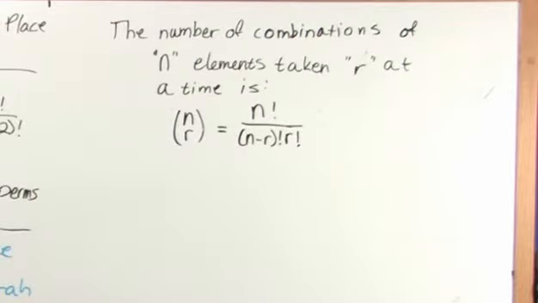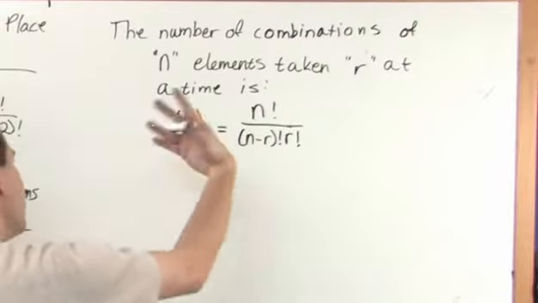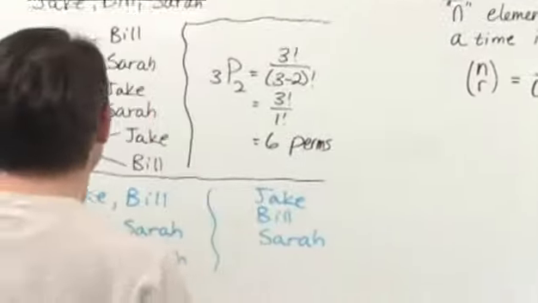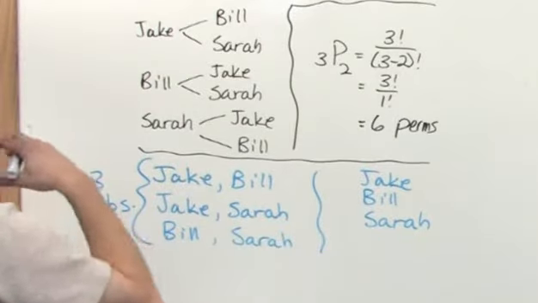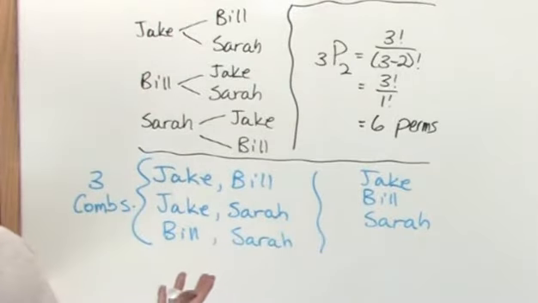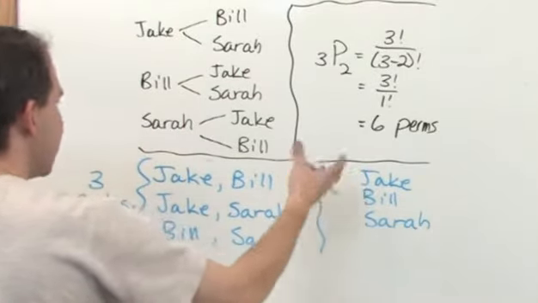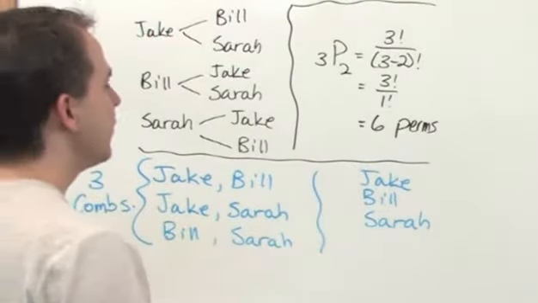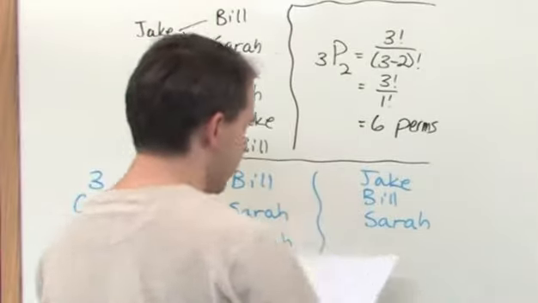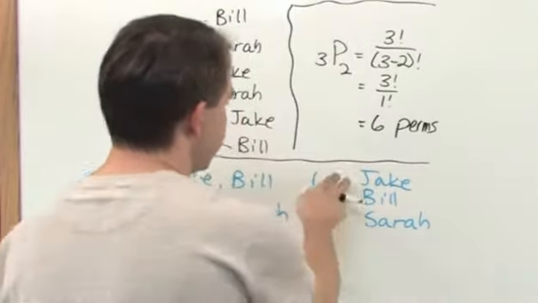This is what you use when you have a problem in combinations. You have n elements taken r at a time, and you know it's a problem in combinations, so you apply it. Here, you would say, I know it's a problem in combinations because the order doesn't matter. I have 3 people, I'm taking 2 at a time, and I'm trying to find how many different combinations there are. So n would be 3 and r would be 2.